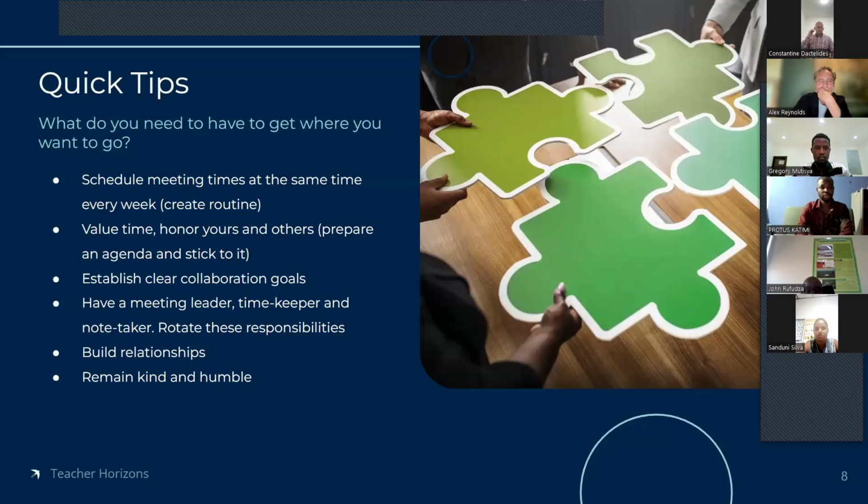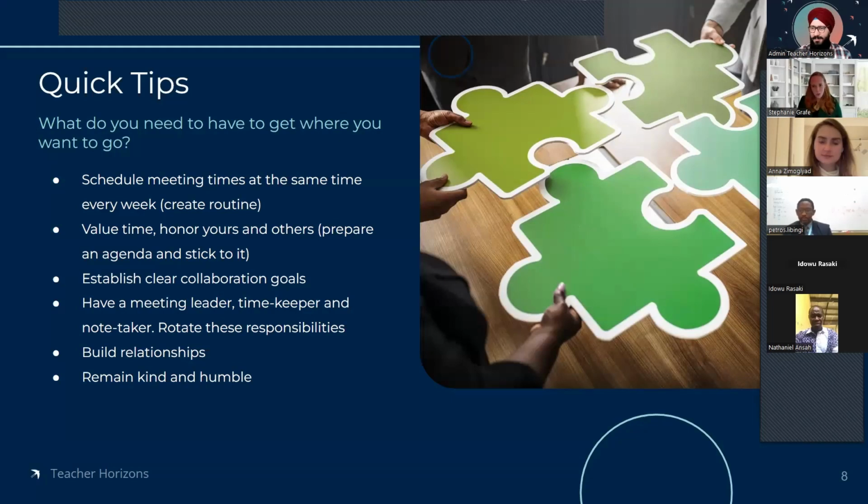And of course, build relationships, get to know each other, not just in a professional manner. Talk a little bit about the students that you have, the hobbies you have. Allow yourself to be a little bit more vulnerable with your colleagues and show who you really are. And then one thing I always highlight with my team and my students as well is be kind and be humble. We're all in this together. We all want what's best for our students. So if we are effective collaborators and communicators as teachers, then we will do well for our students as well.